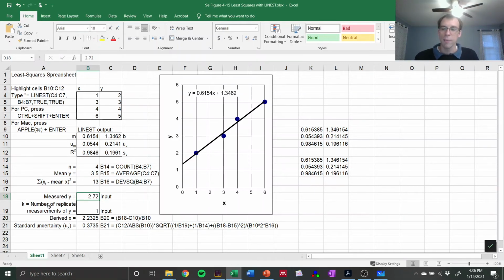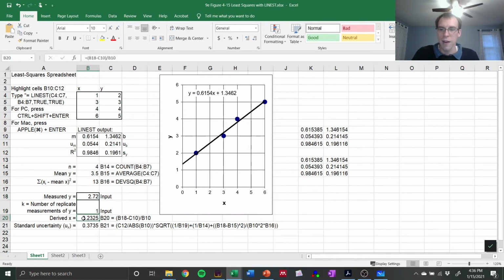But anyway, we say we measure something at 2.72 as our measured value. If we plot that along this curve here, we should get something at about 2.5. It looks like our actual value is 2.235. For our number of replicate measurements, we'll say we only measured it one time. We can change both of these and see how the rest of this changes.